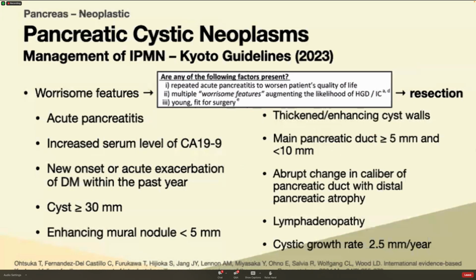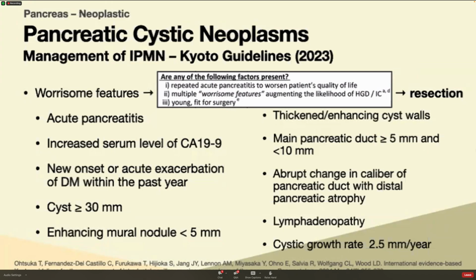For the worrisome features, in the revised Fukuoka guidelines, they recommend doing an EUS for further evaluation. However, in the Kyoto guidelines, in the presence of the worrisome features, this is the next step in the algorithm. If the patient is young and fit for surgery, then they recommend doing a resection. And also if there are repeated episodes of acute pancreatitis, meaning the lesion is symptomatic, or if there are multiple worrisome features, then they also recommend resection.